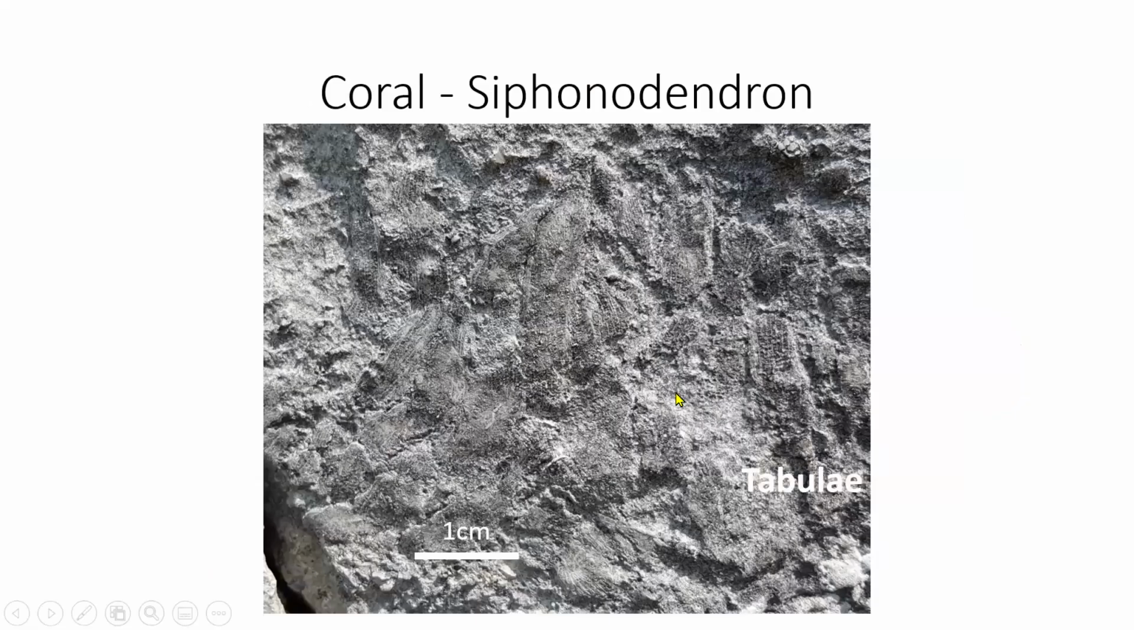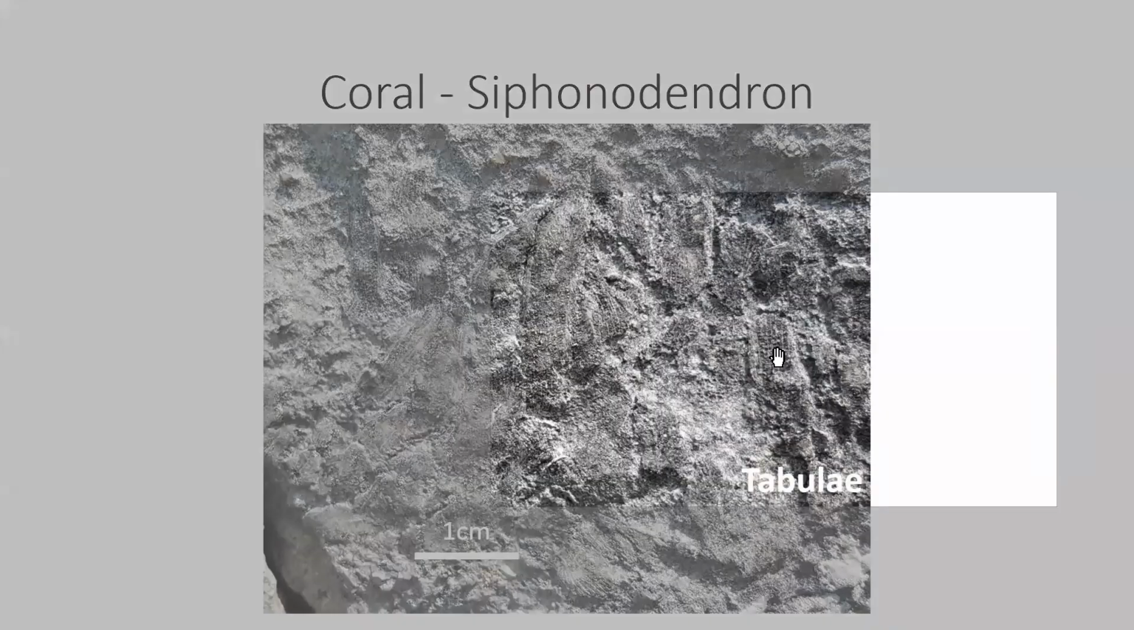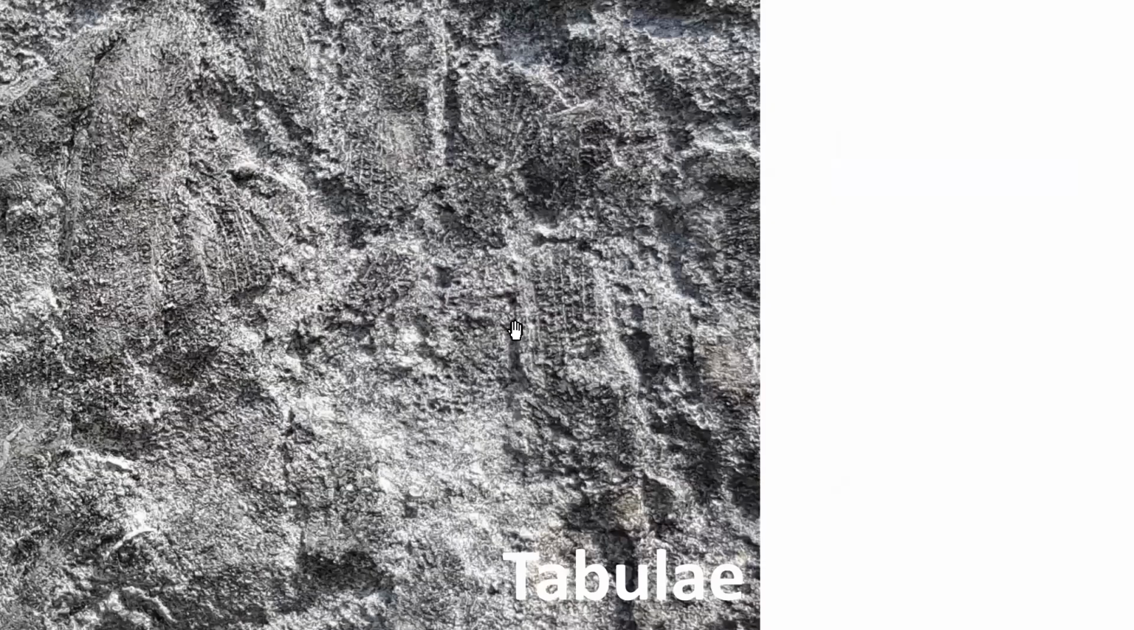There are other corals down there. This is another one called Siphonodendron. And this can also be found up there on Grinlow. And you can see the internal structure. It's another colonial coral, lots of corallites living together. There are tabulae, which are these cross sections, and septa, which are these vertical sections in the coral.